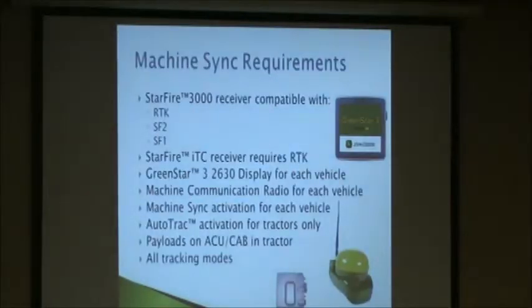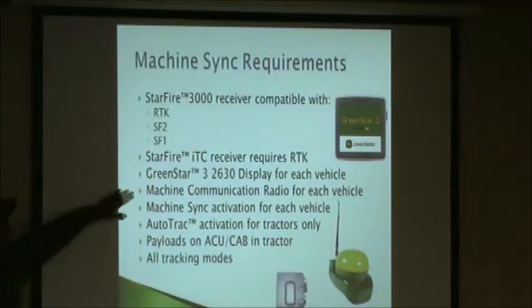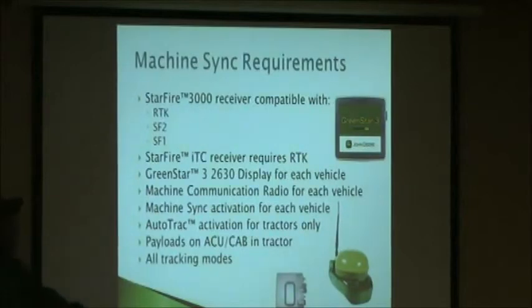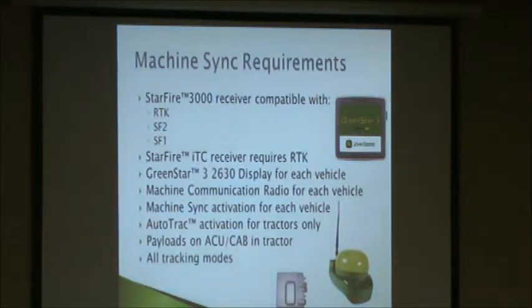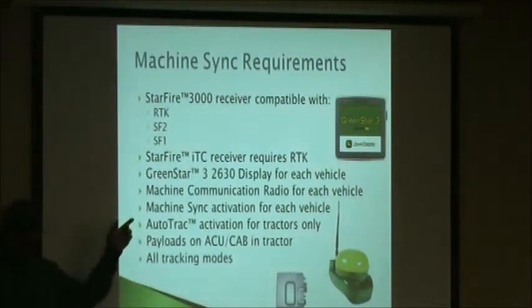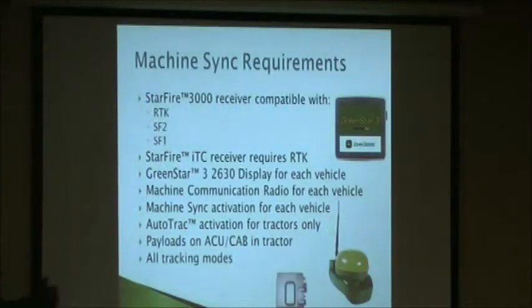So all you have to have to make it work is a StarFire 3000, any signal, StarFire ITC, Power RTK, GreenStar 3 controllers, and you have to put communication radios in. Of course, the activations. The cool thing is you won't need an AutoTrac activation on the tractor. You can drive the combine, you can AutoTrac the combine, it doesn't care, because it maintains the same distance from the combine to the tractor at all times.